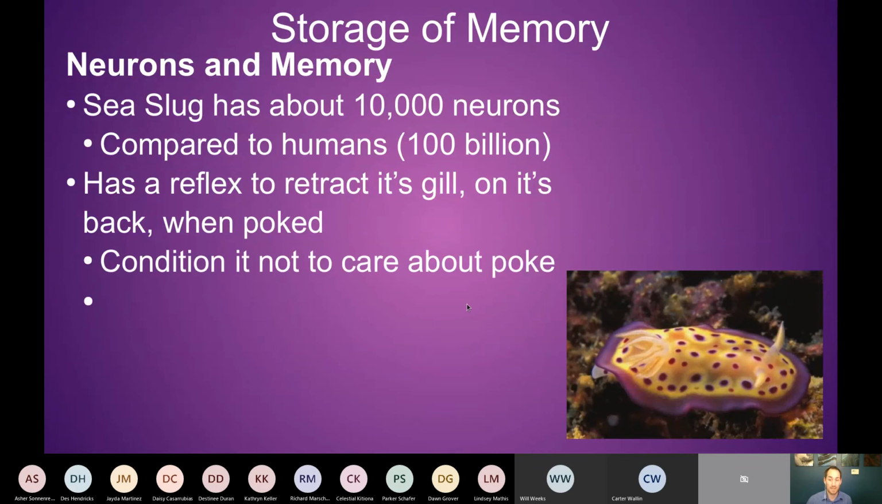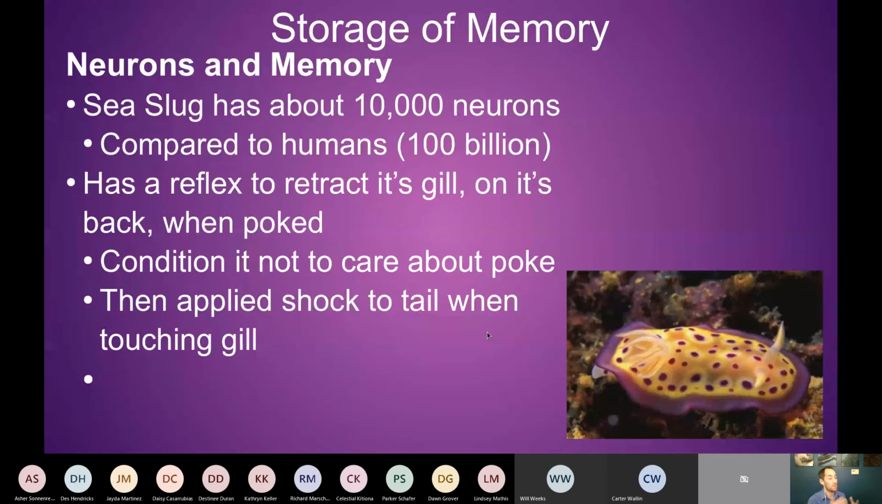So you can condition, using behaviorism, you can condition the sea slug to not care about the poke. You can make that an extinct behavior. So poking it enough times without anything bad happening, reinforcing it after poking it. If it doesn't retract its gill, give it some sort of reinforcement. So you can condition it so it no longer cares about being poked. So now there is no longer a connection. You poke the sea slug, it no longer retracts its gill. So there's the neuron sense of getting poked, but there is no longer any signal to go and retract the gill. So part of that neural network has been changed.